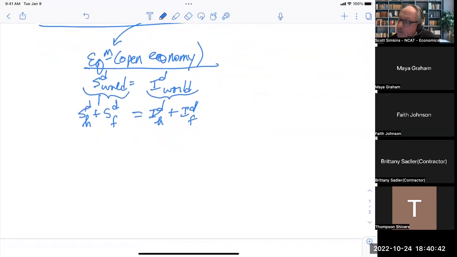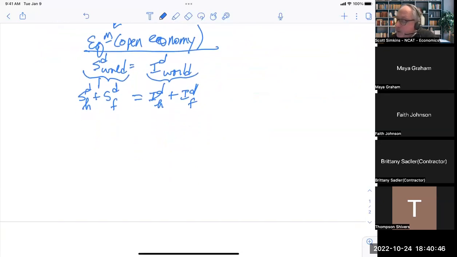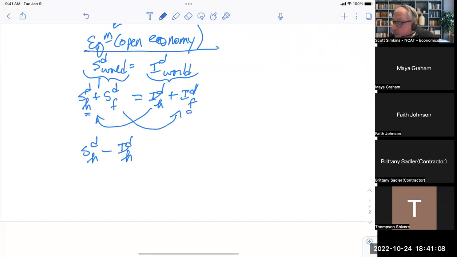Now we're just going to do a little bit of algebra magic again. Let's bring all the home country stuff over to one side and all the foreign country stuff over to the other side. How do we do that? First of all, subtract IH from both sides. So now we have desired saving in the home country minus desired investment in the home country. Over here, the I's just cancel out, so that goes away. Now let's subtract foreign saving from both sides. That's going to go away. This is going to be IDF from up here, minus desired saving in the foreign country.